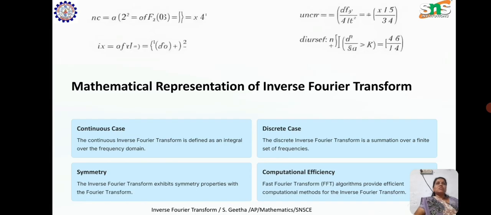Mathematical representation of inverse Fourier transform. Continuous case. The continuous inverse Fourier transform is defined as an integral over the frequency domain. Discrete case. The discrete inverse Fourier transform is a summation over a finite set of frequencies. Symmetry. The inverse Fourier transform exhibits symmetric properties with the Fourier transform. Computational efficiency. Fast Fourier transform algorithms provide a computational method for the inverse Fourier transform.